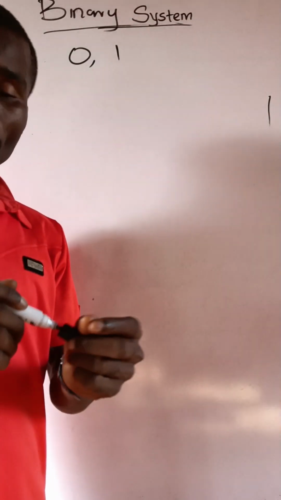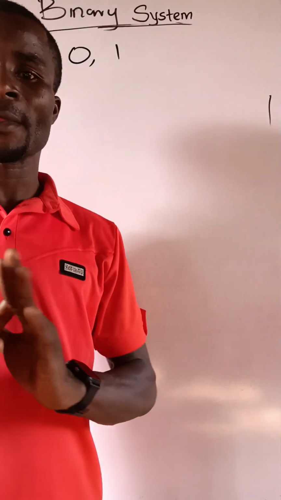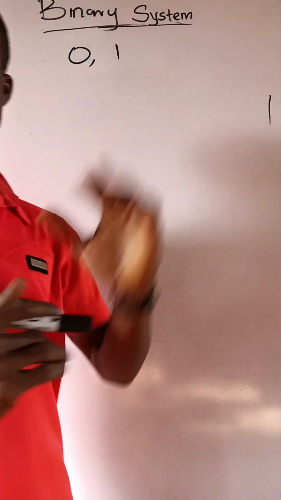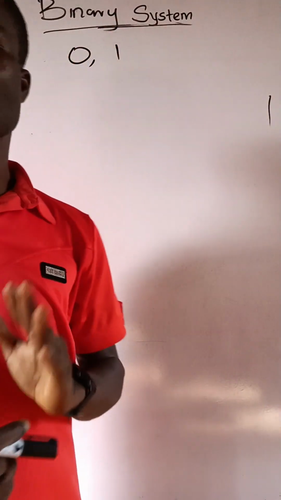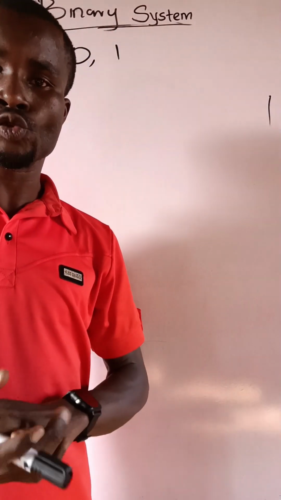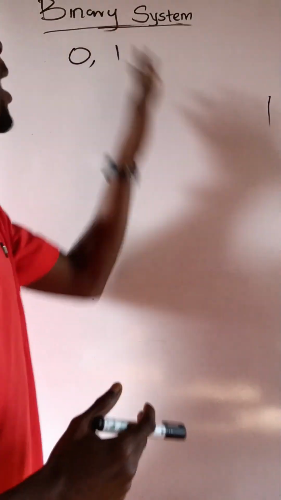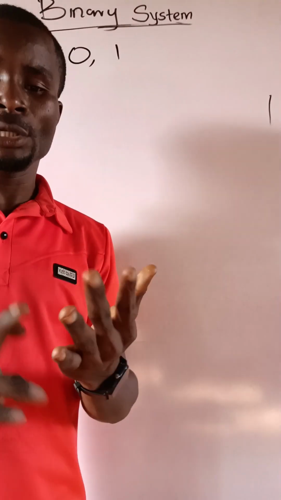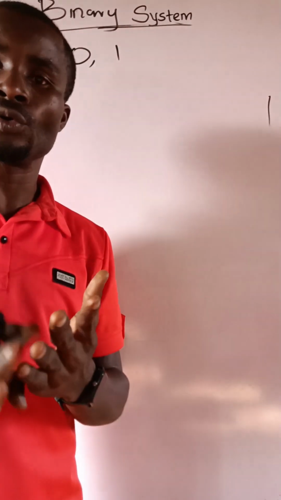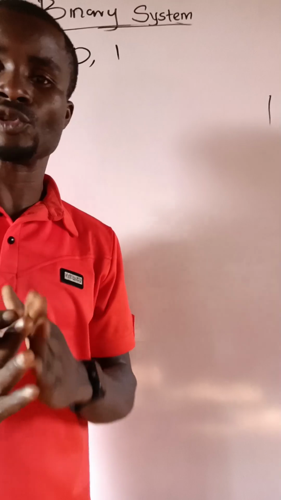and 1. In this lesson, we'll be checking on the rules that guides binary system. And instead of calling it binary system, you can also call it base 2. We have 4 rules. The first one is addition rule. The second one is subtraction rule. The third one is multiplication rule, and the fourth one is division rule.